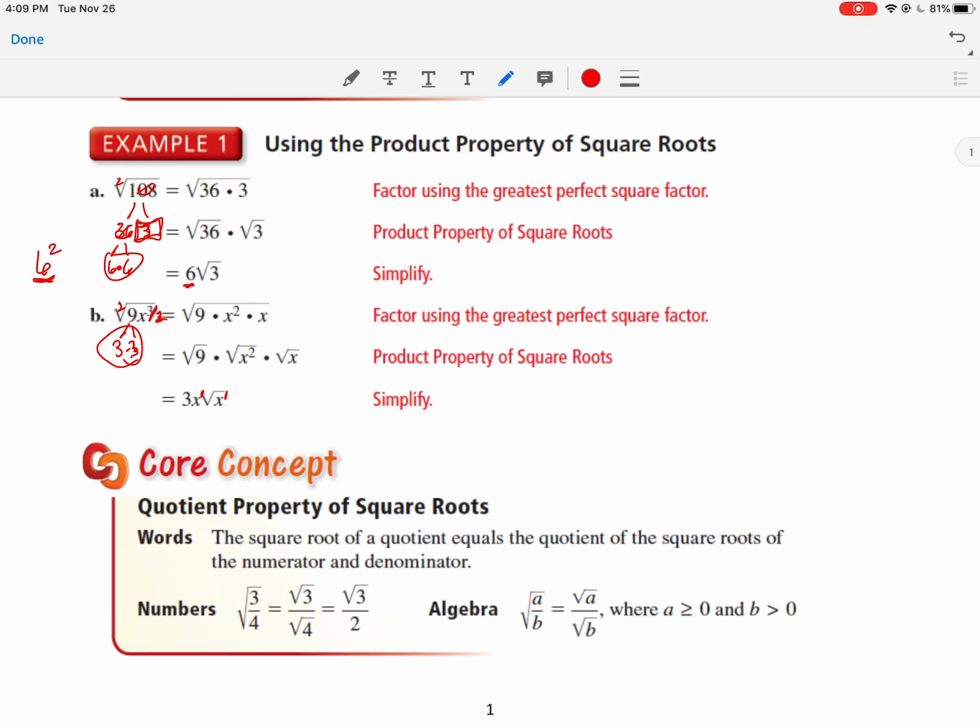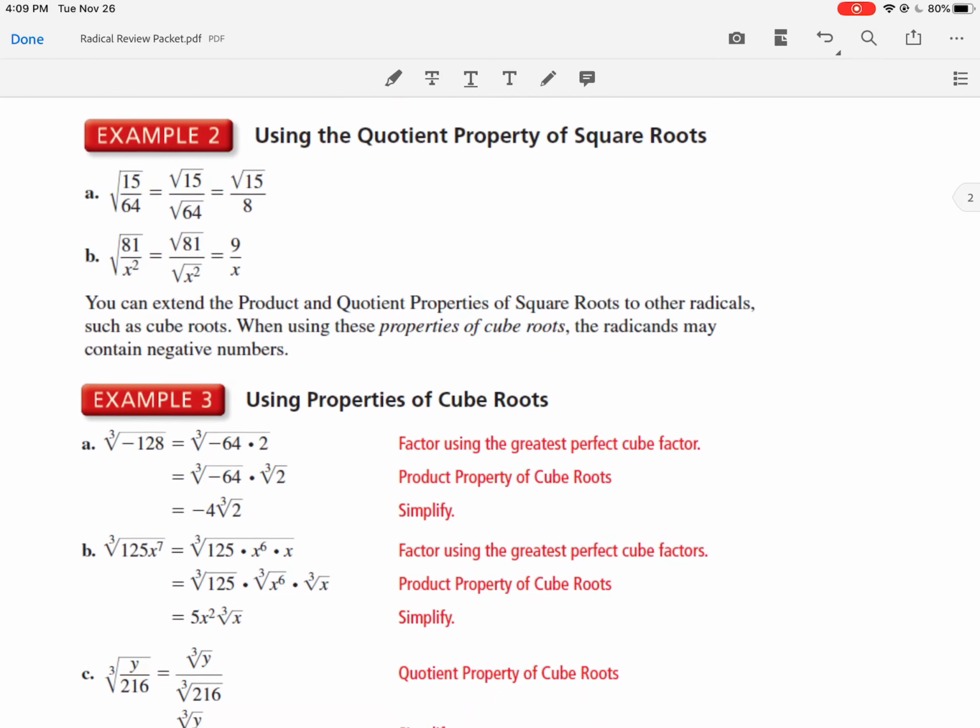Another property, the quotient property of square roots. If you are dividing a square root or a cube root or a fourth root or a fifth root, you can separate it into separate radicals, top and bottom. Then you have to rationalize it because you can't have a radical in the denominator. We have to take that irrational thing out and rationalize that denominator.